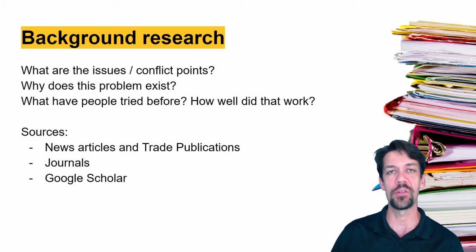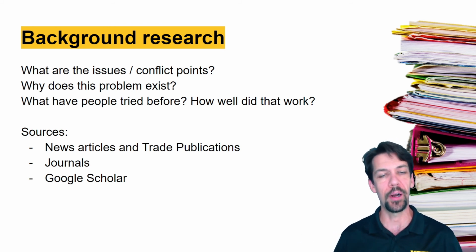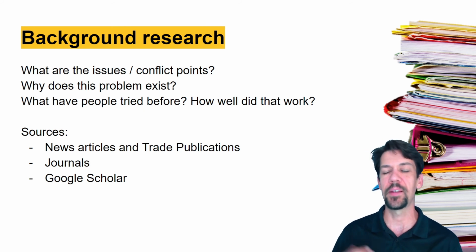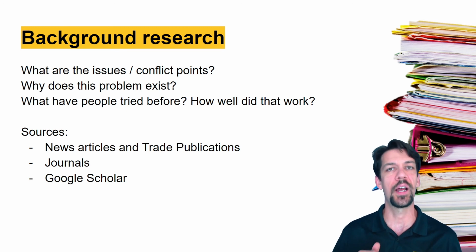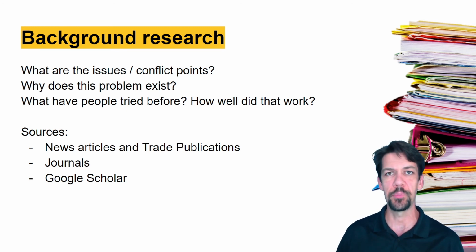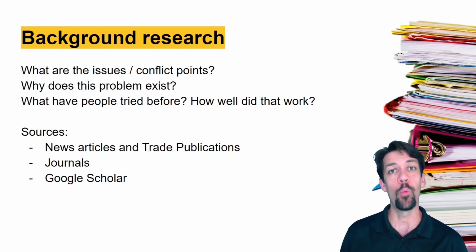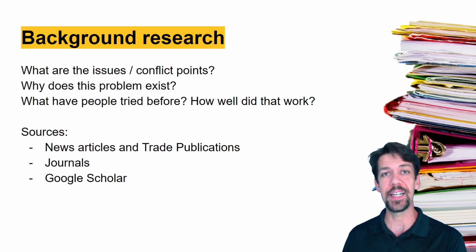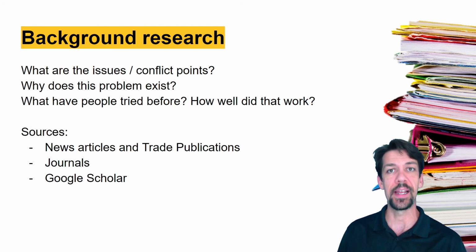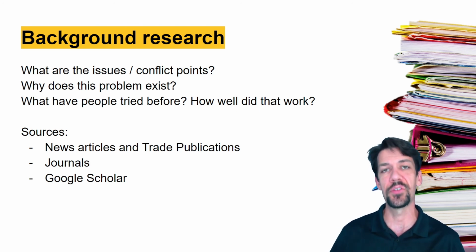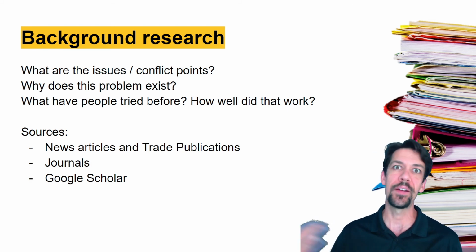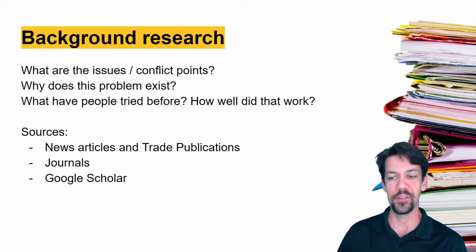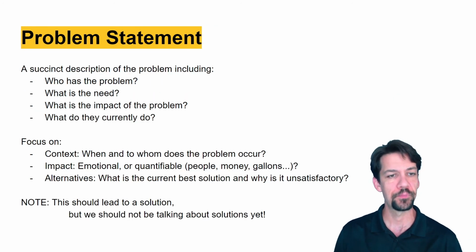And there's a ton of great sources for the background research process. Some of them are news articles and trade publications, journals, Google Scholar, Microsoft Scholar, those kinds of places are great resources for figuring out what people have tried before and why didn't it succeed, or if it did succeed, what were some of the issues that they encountered. Standing on the shoulders of those who came before you is a great way to get an advantage and make sure that you're not reinventing the wheel when it comes to trying to solve a particular set of problems.